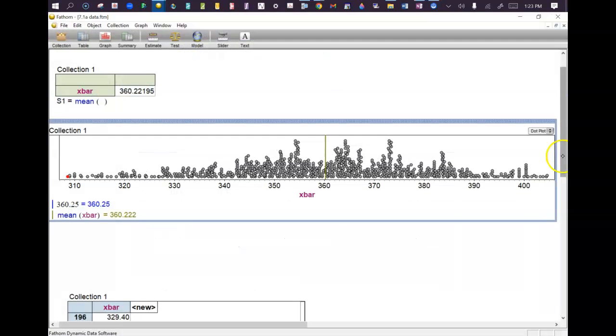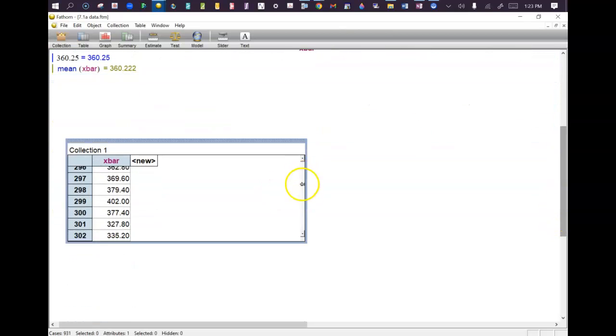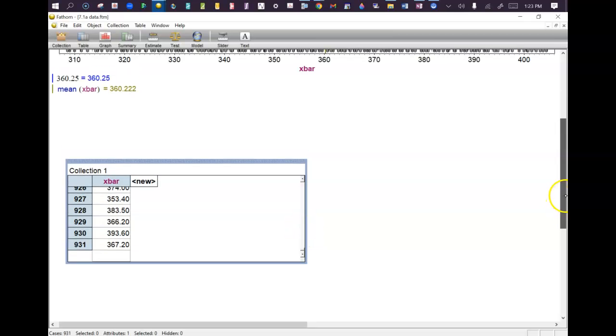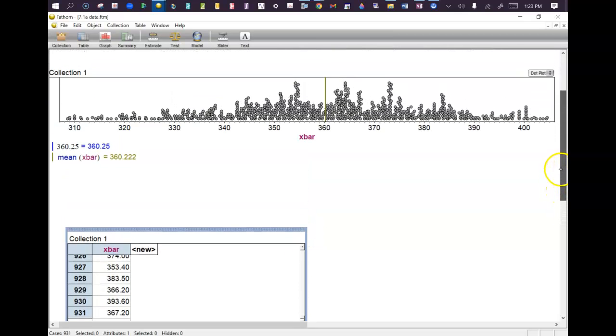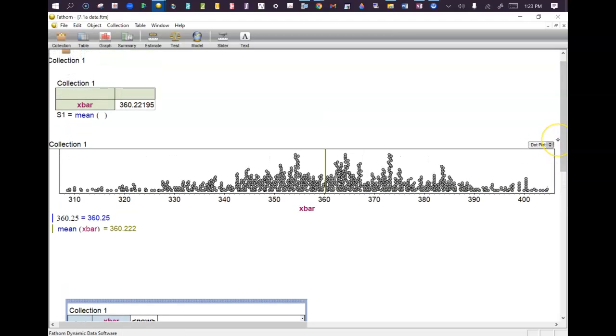And so what you are seeing here are a whole bunch of sample means that I have collected over time, and I've collected 931 sample means from 931 different students. And here's a dot plot of those sample means. And so what you see here is the following.